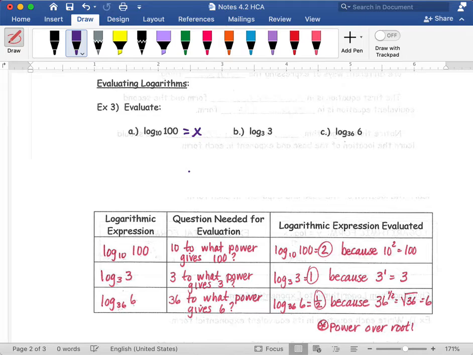So my question then is, it kind of looks like this, even though we don't write it like that. We're asking, 10 to what power equals 100? And that's what I have written right here. Log base 10 of 100. 10 to what power gives 100? This would be like 10 to the x equals 100. Well, log base 10 of 100 is 2. Why? Because 10 raised to the power of 2 is 100.